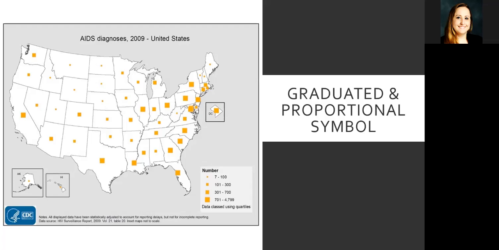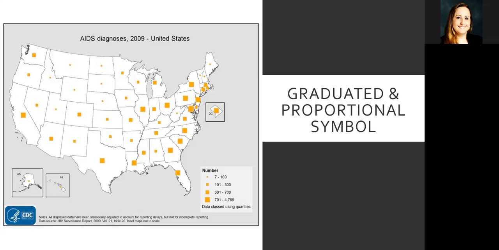Going back to the presentation. So moving on to graduated and proportional symbols. So graduated and proportional symbol maps both have symbols that vary in size based on their relative quantitative value, usually from the magnitude of an event or phenomena. This is most often with the cases of something. So in this case, it is the number of AIDS diagnoses in the US again in 2009.